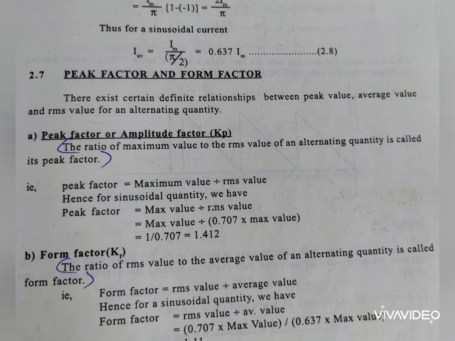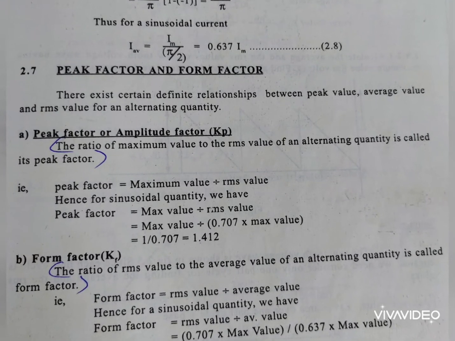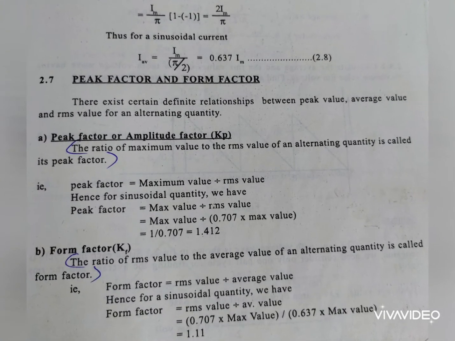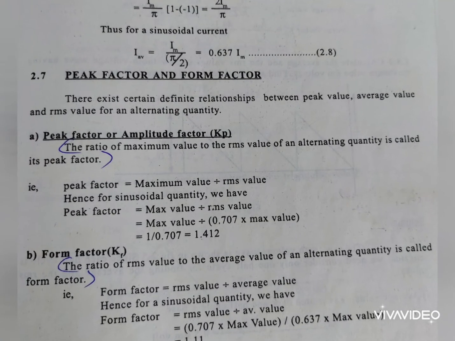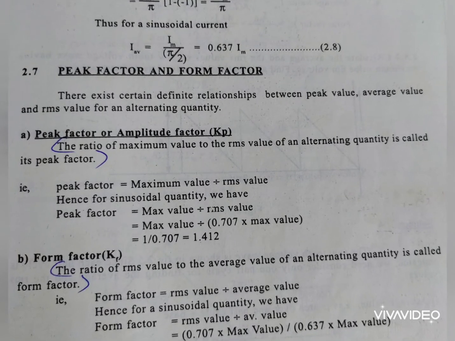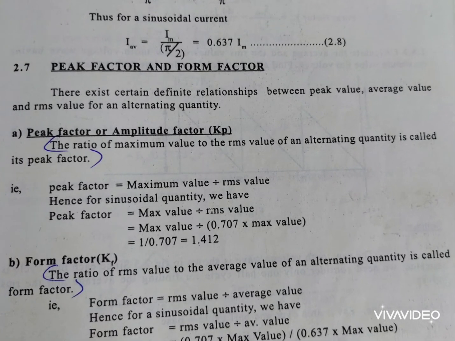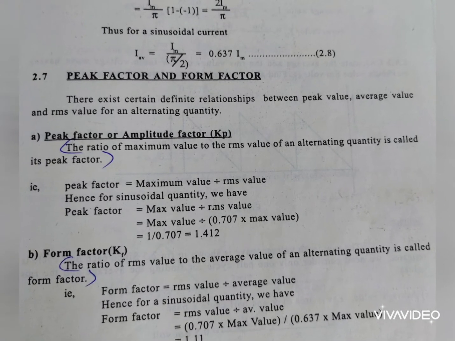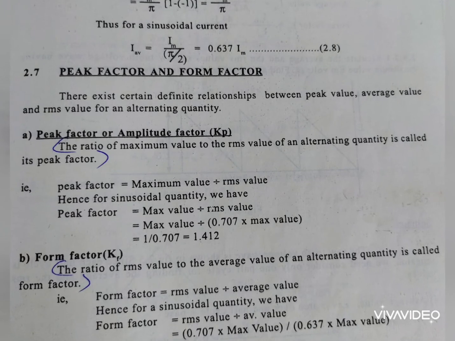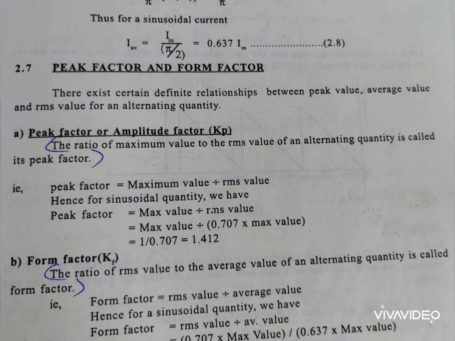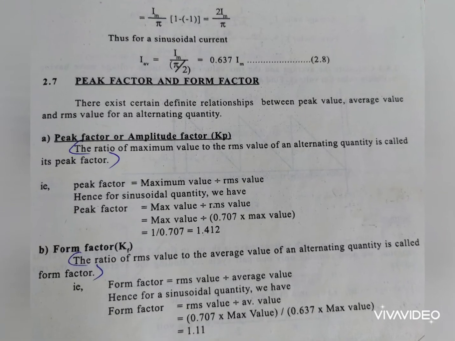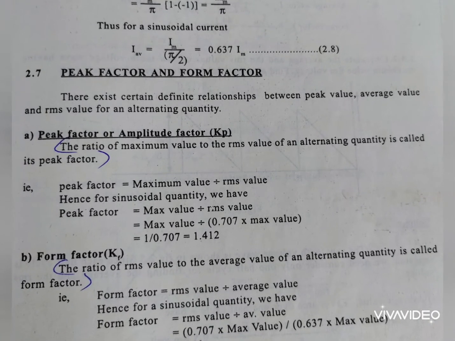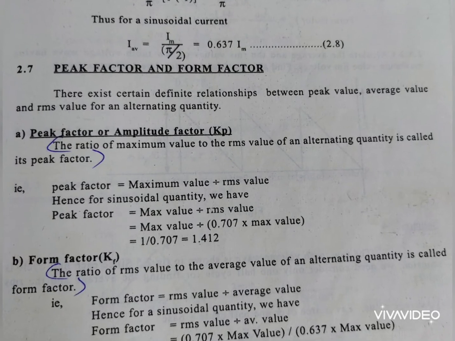Then, peak factor and form factor. Here, the question is only asked for the form factor, but I am discussing peak factor also, so you have to know what peak factor is. Peak factor is the ratio of the maximum value to the RMS value of an alternating quantity. So peak factor is equal to maximum value divided by RMS value. Maximum value is Im, so Im divided by 0.707 Im. That is equal to 1.412.